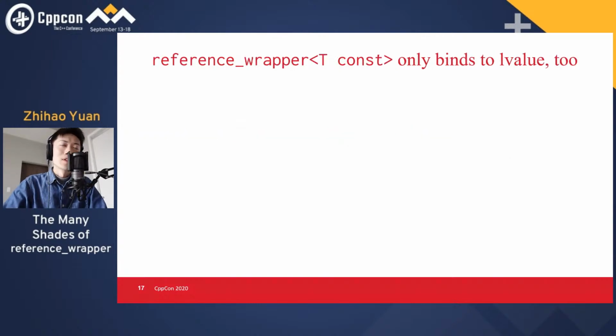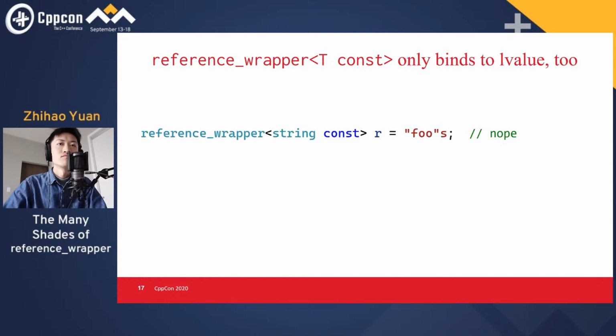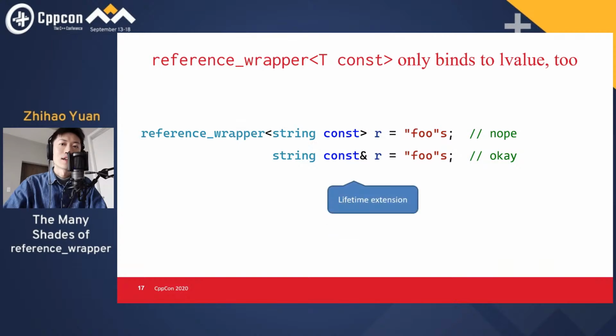How about reference_wrapper<T const>? Does that bind to rvalues? Nope, because otherwise you'll be getting a dangling reference. But this time, its behavior slightly diverges from what the language's const lvalue reference has. Because to language const lvalue references, there is something called lifetime extension. This was introduced before we had rvalue references. So from some point of view, it's trickier than necessary. Reference_wrapper didn't copy this behavior.